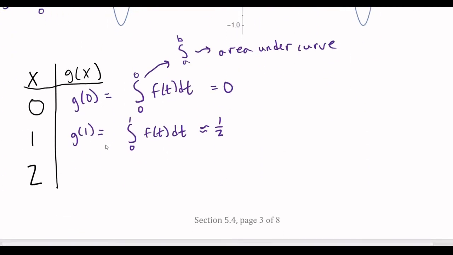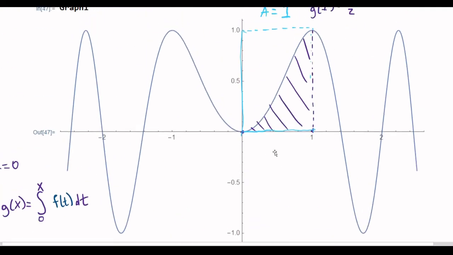All right, but then let's think about g of 2. So let's check out g of 2, and again, we're just trying to think through. So this is the integral from 0 to 2 of our function above, f of t dt. So let's go check it out.